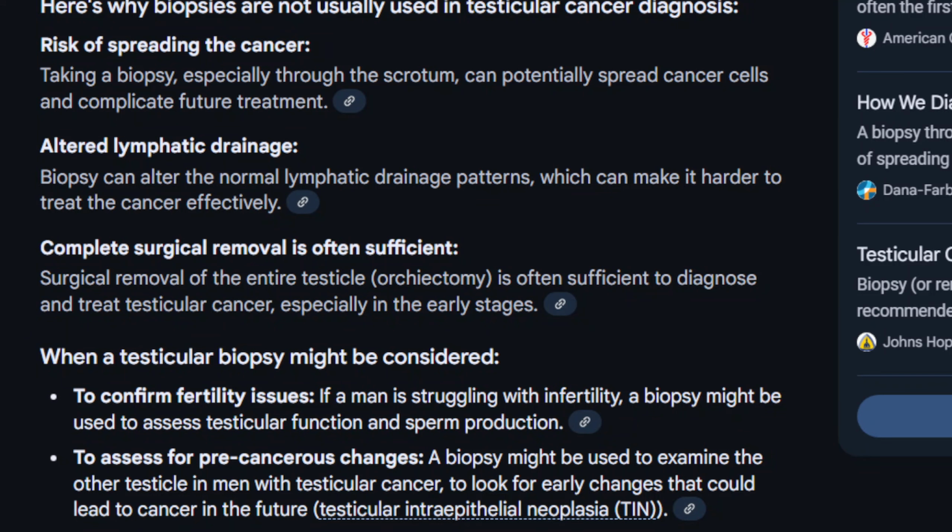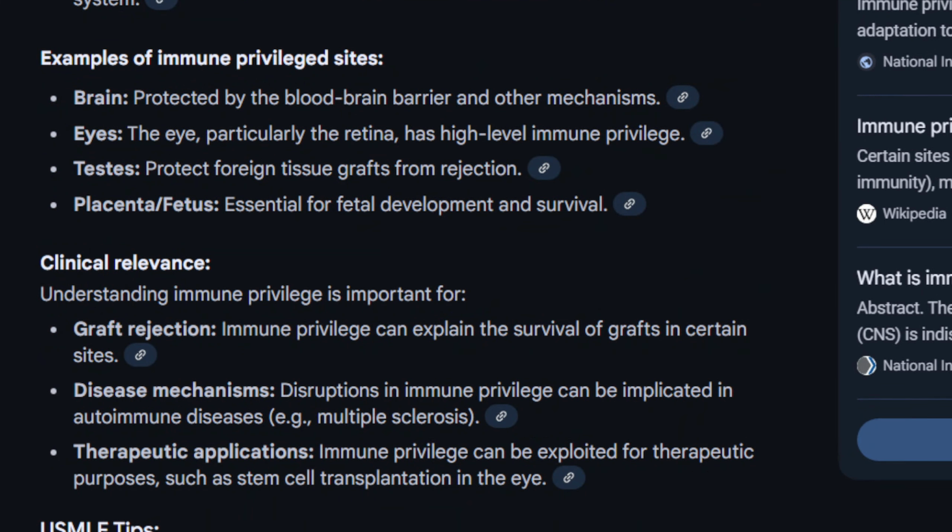Remember, when you do a biopsy of the testicle and you go through the scrotum, the scrotum has a different lymph node drainage. The lymph nodes we checked before, the superficial inguinal nodes, drain the scrotum. So you have a big chance of spreading the cancer in this case. Keep that in mind. And as we said before, eyes, testicles, and placenta. Remember, the placenta is essential for fetal development and survival.